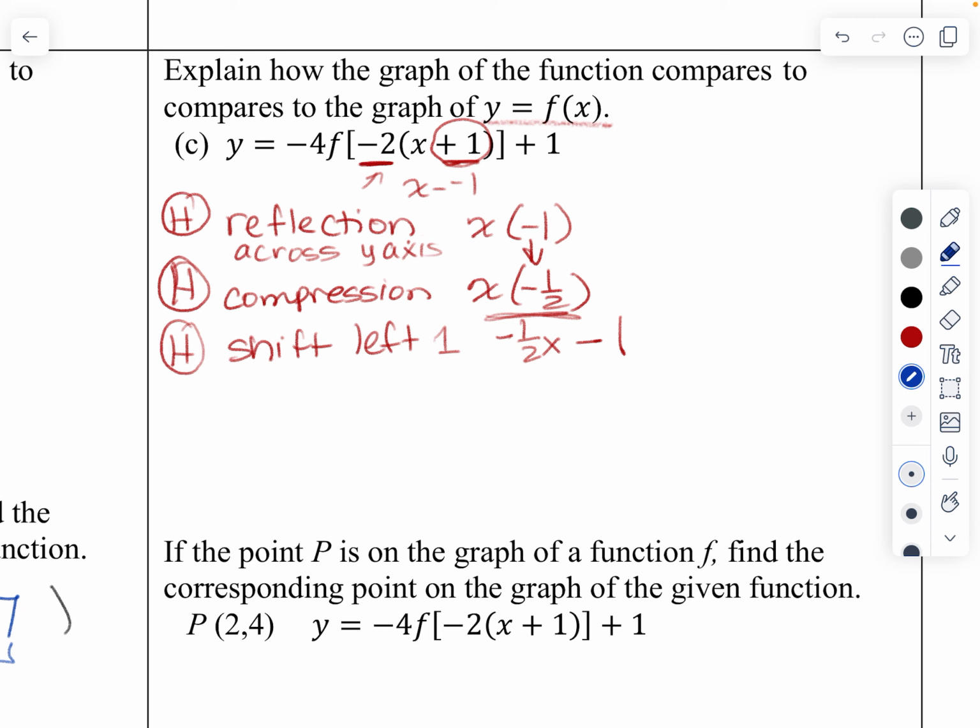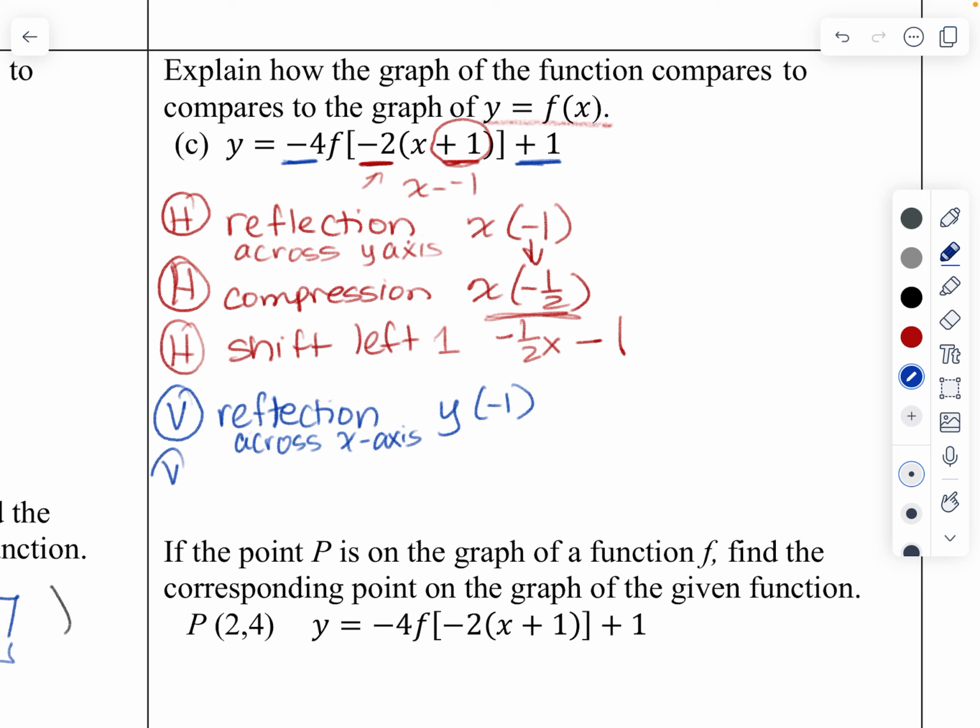Now we're going to go outside of the parentheses and look at these three transformations of the function. So we've got vertical changes. We have a vertical reflection because our a is negative. So that's going to be our y value times negative 1. And that's a reflection across the x-axis, from top to bottom or from bottom to top.